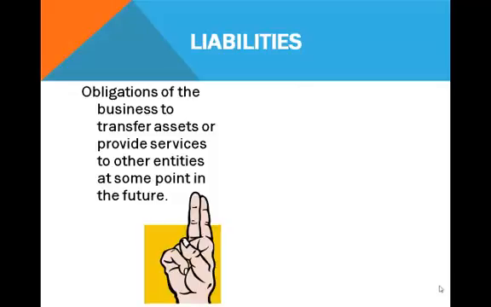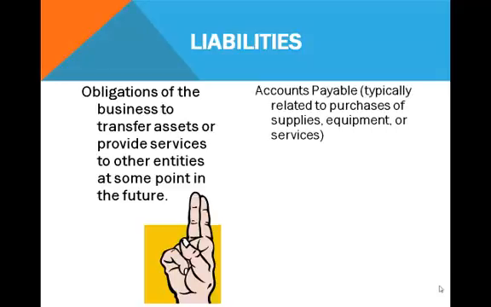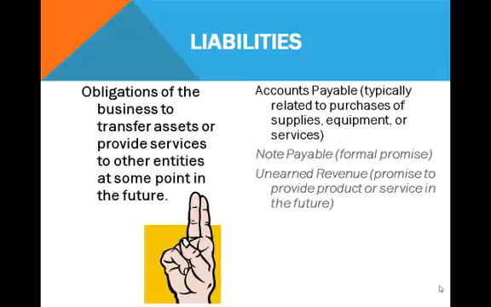Let's talk about liabilities. Liabilities are debts or obligations of the business to transfer assets or provide services to other entities at some point in the future. This is a listing of common liability accounts you're likely to see in the general ledger. A note payable, for example, is a formal promise to pay, whereas an account payable is typically related to the purchase of supplies, equipment, or services. It's an ongoing account, probably paid once a month. A note payable is when you actually sign. They call it a note because you actually have to sign a sheet of paper, generally, or an electronic equivalent.